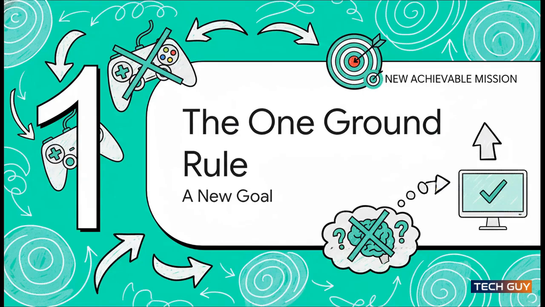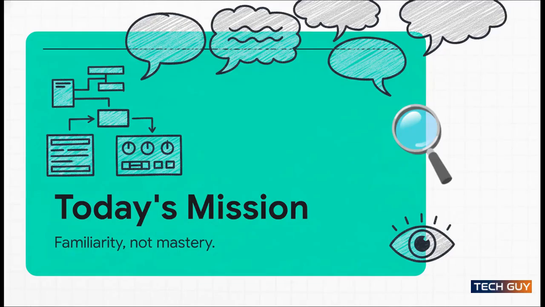Now, to make this work, we need one simple ground rule. We have to completely change the goal for your first day with this thing. So forget what you think you're supposed to be doing, and let's set a new, way more achievable mission. And here it is. Today is all about familiarity, not mastery. The goal isn't to understand every single knob and dial. It's just to get your eyes used to the layout, to see the words and hear the terms, without that pressure of having to get it all at once.